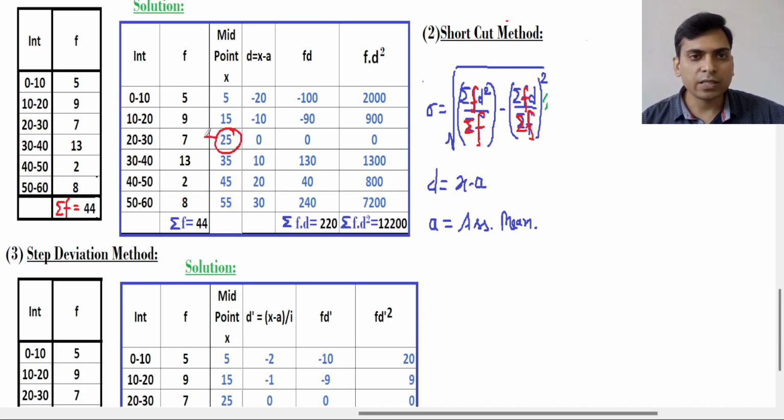So this value is considered as A. And now you need to find D. So D equals X minus A. The first value of X is 5. So 5 minus 25, that is minus 20.